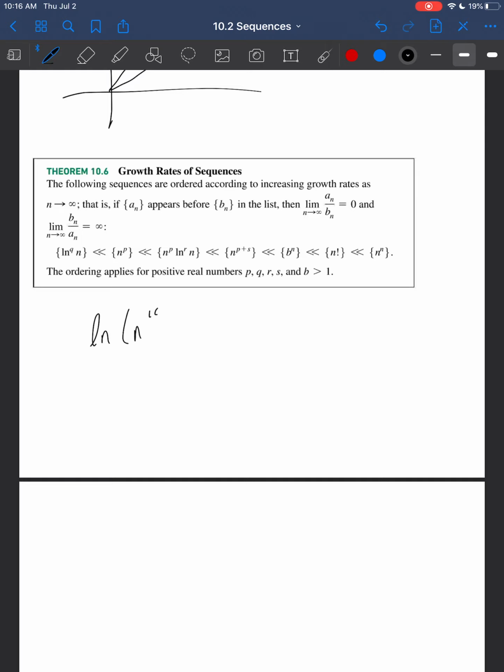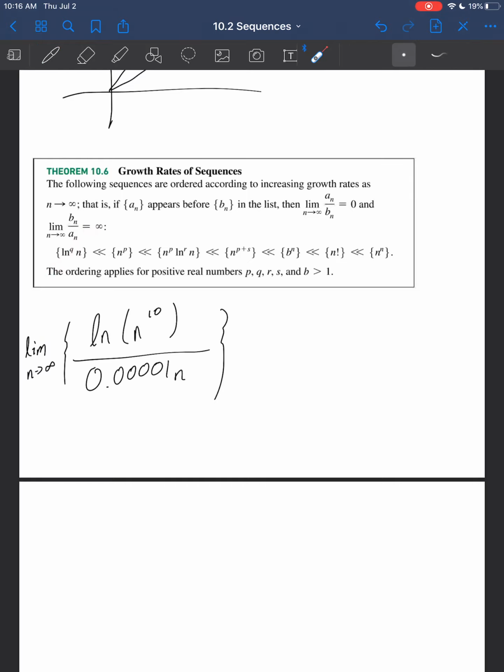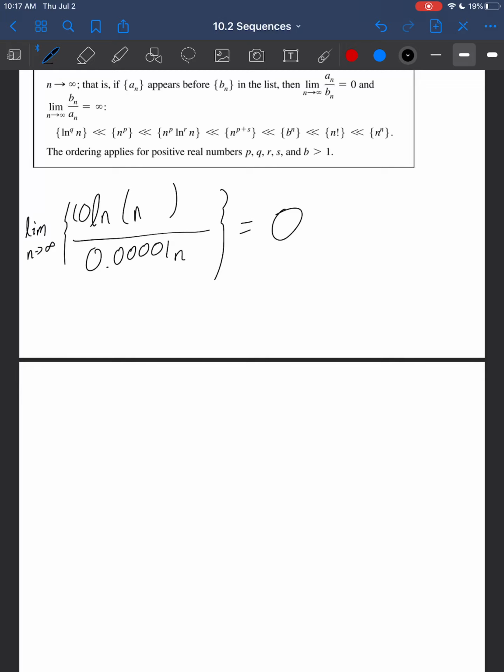Okay, so natural log of n to the 10 over 0.00001 n. So the limit of this sequence. Natural logs are small. They're on the farthest part over here. Furthermore, natural log of n to the 10 is the same as 10 times natural log of n. And so we have natural log of n over n. It's a small thing over a big thing, and so this is going to be equal to 0.